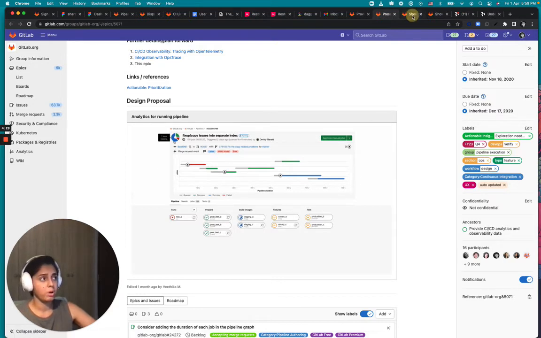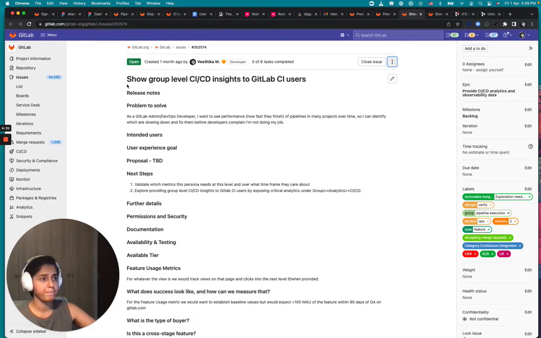Now, this is one, and the other one is show group level CI/CD analytics to GitLab CI users, because if we do not have anything at the high level for director level personas to quickly go to and get a quick glimpse of the performance of the pipelines of the many projects that come under their groups. Now, both of these are great, but we need to first address this problem at a level where most personas would be able to make use of.